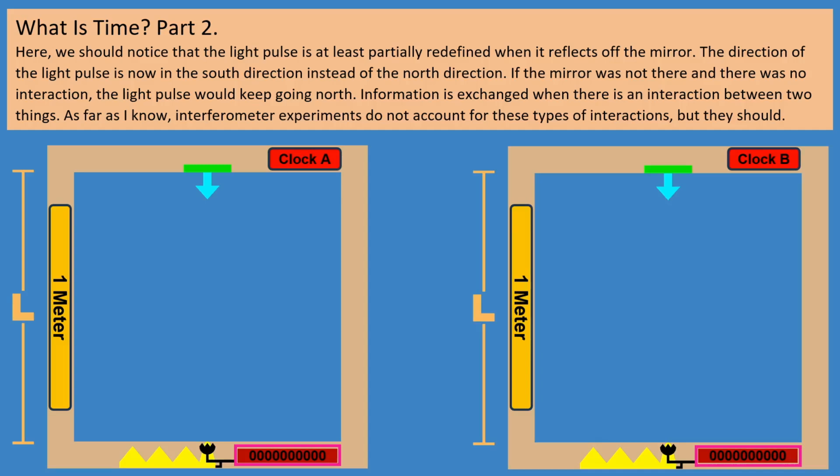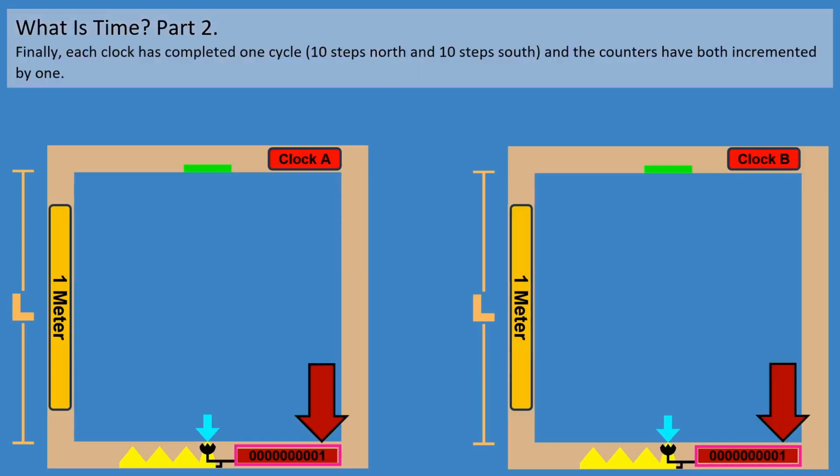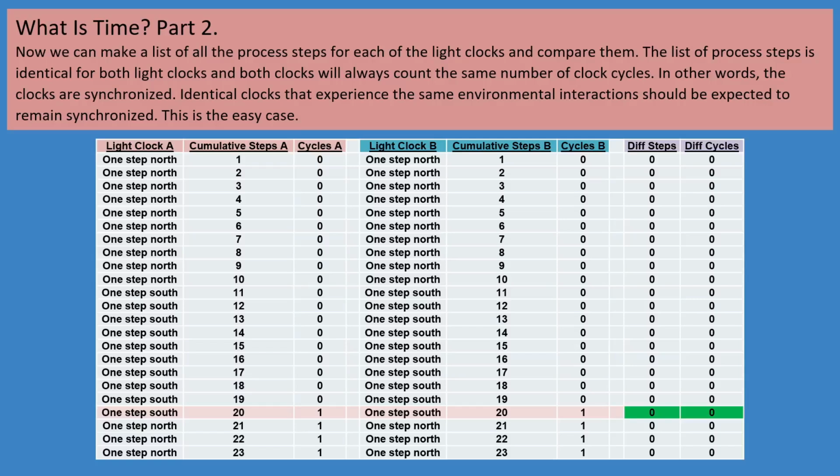And now the light pulse is moving in the south direction after it is reflected off the mirror, and we have 10 more process steps until, finally, each clock has completed one cycle, 10 steps north and 10 steps south, and the counters have both incremented by 1. Now we can make a list of all the process steps for each of the light clocks and compare them. The list of process steps is identical for both light clocks, and both clocks will always count the same number of clock cycles. In other words, the clocks are synchronized.